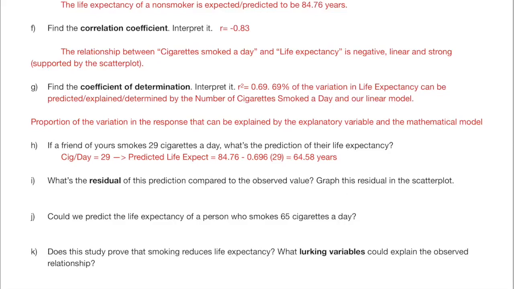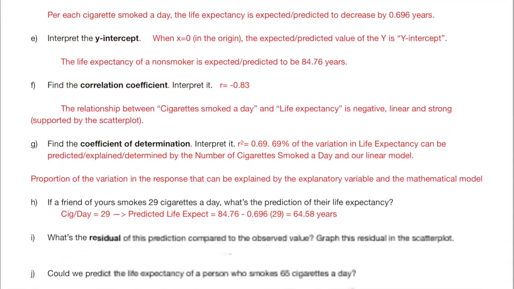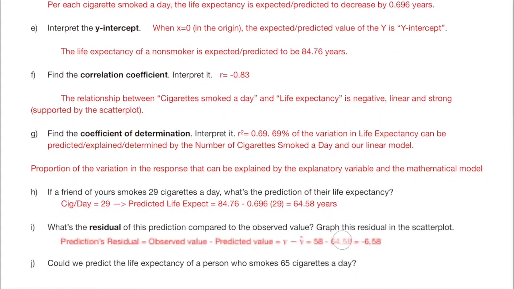Interestingly, the 29 was one of the values in our sample, so we can compare this prediction with the actual observed value. This brings question I and the concept of residual. Notice that the life expectancy observed in the sample for 29 cigarettes a day is 58, even lower than our prediction. The definition of residual is the observed value minus the predicted value. The observed value for 29 cigarettes a day was 58, minus the prediction given by the regression line equals negative 6.58. We can graph this residual in the scatter plot.